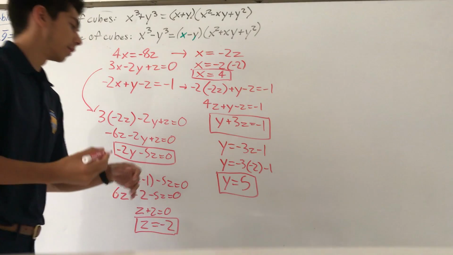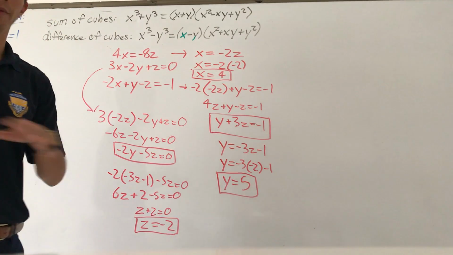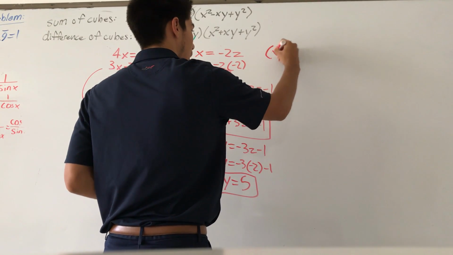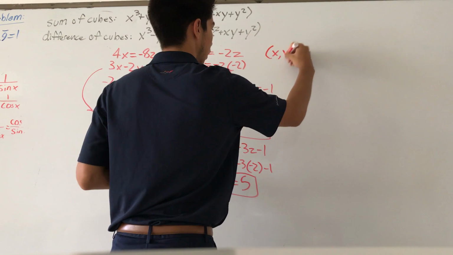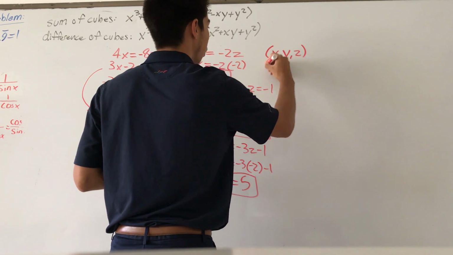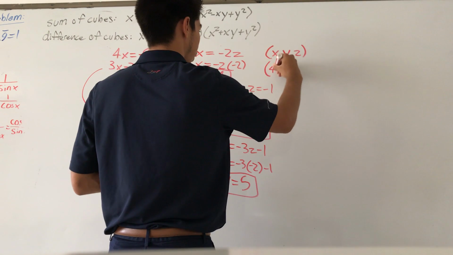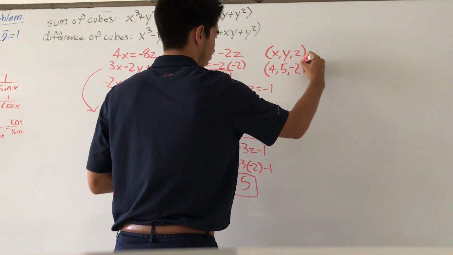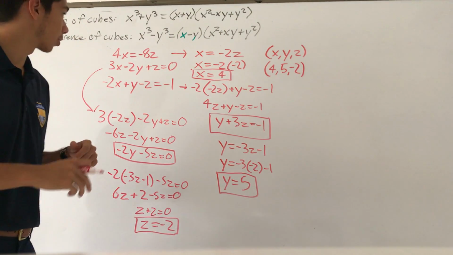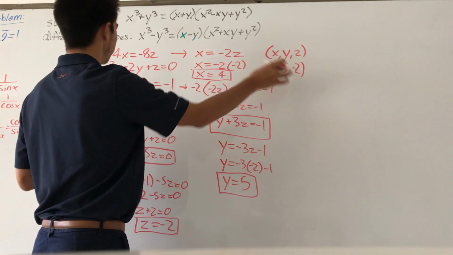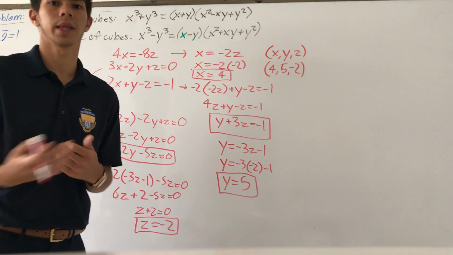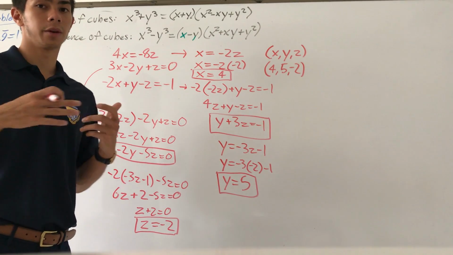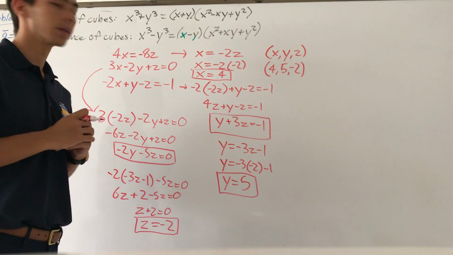Okay? So now we've solved for all three variables, which means we've reached the end of our problem. And so the solution to our system of equations over here is in the form of the ordered triple x, y, z, and x is 4, y is 5, and z is negative 2. You can always check to make sure that your answer is correct by plugging each of these values back into one of the original equations and making sure that they are still true. Okay? So this has been a video on how to solve a system of linear equations in three variables using the substitution method.